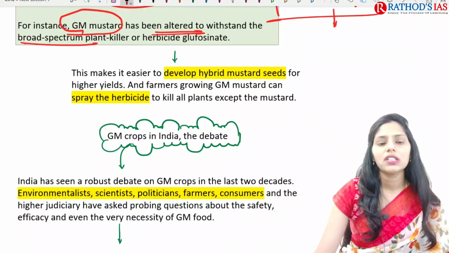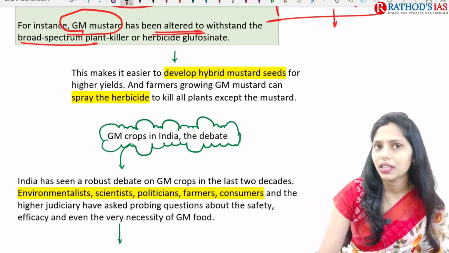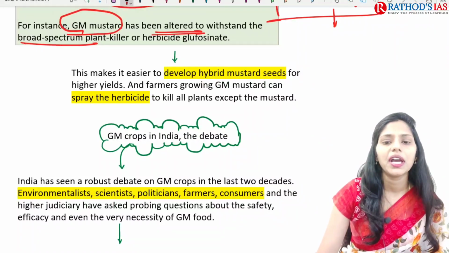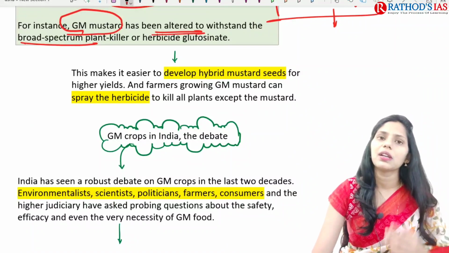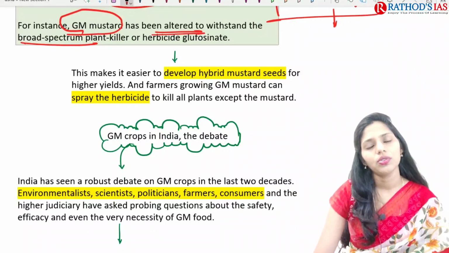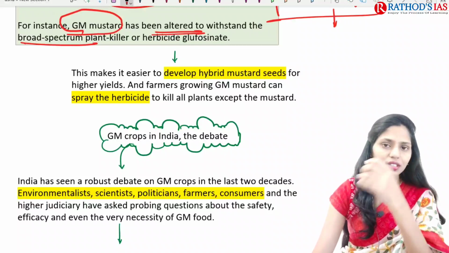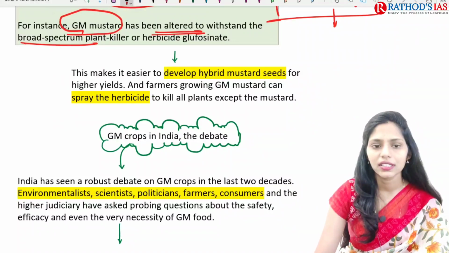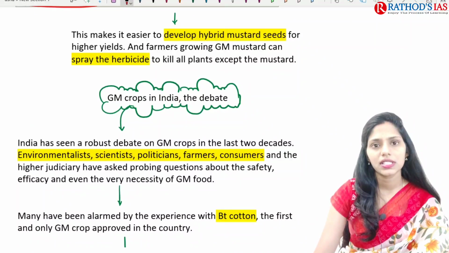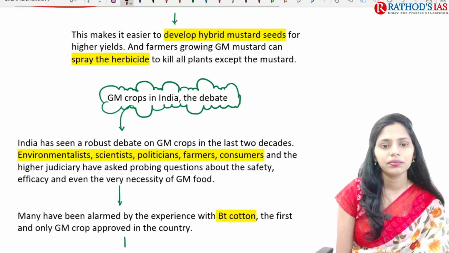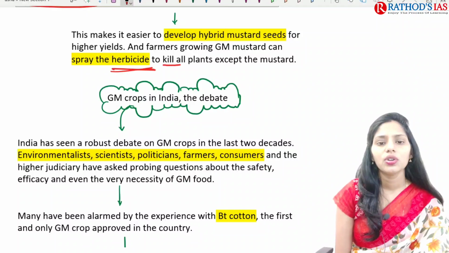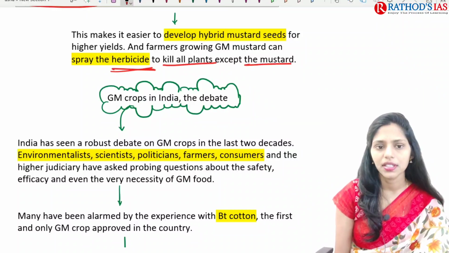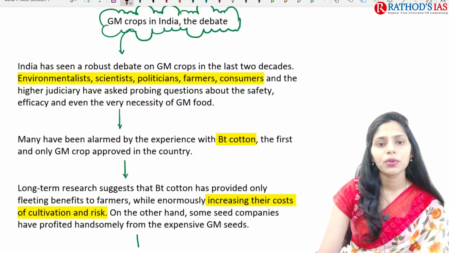In this way, it becomes easier to develop hybrid mustard seeds for higher yield. Whenever we make the crop herbicide tolerant, even if you use the herbicide, it will not kill the crop, so it will increase productivity and we can get higher yields. And farmers growing this GM mustard can spray herbicide to kill all plants except the mustard. So we're talking about these GM crops in India.